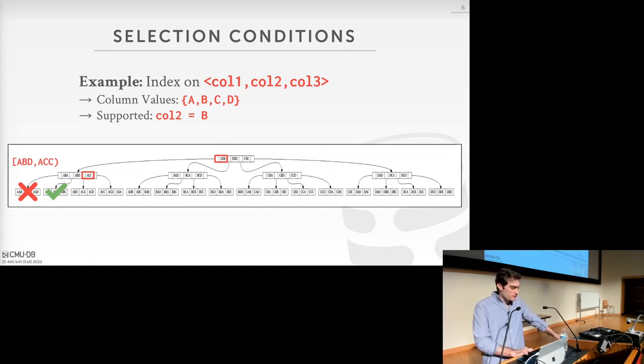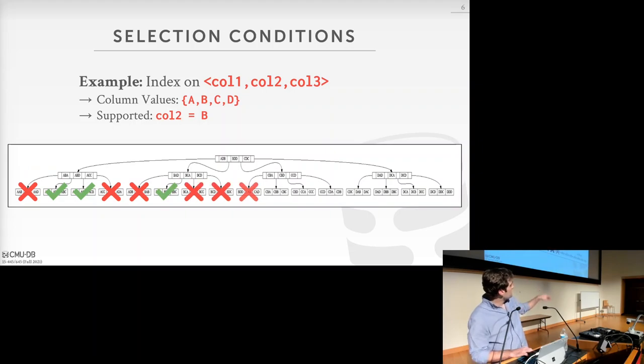And of course, there could be a value B in the second position there. So we need to grab that leaf as well. Now we get to the last one, which we know is between ACC and ADB. So there can't possibly be a B in there in the second position. So we don't need to check that leaf node. So you can continue with the same intuition across the full span of the tree.